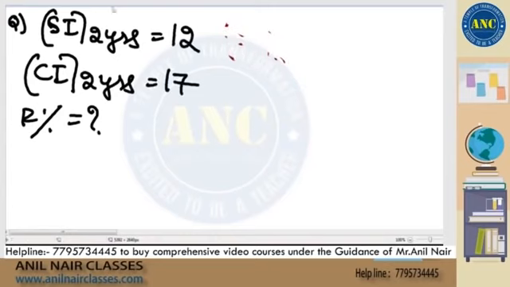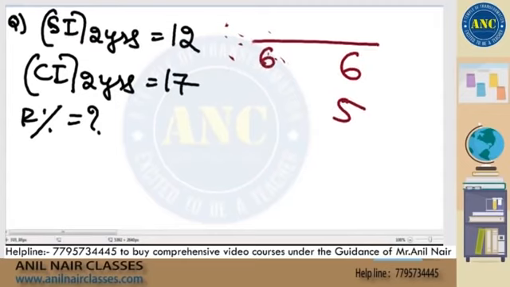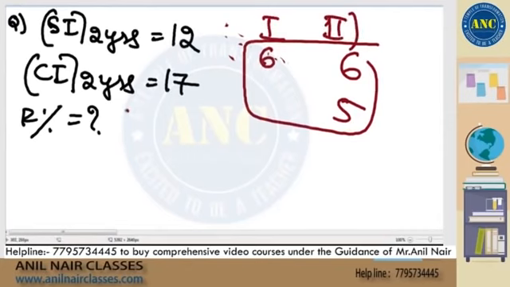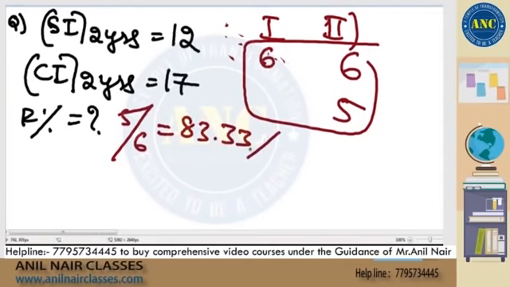What will be the answer, beta? Answer is nothing but thematic based learning. First year 6, second year 6. Total extra is 5. These for the first year and these for the second year. Extra is 5 out of 6, 83.33 percentage. I hope the idea is clear.